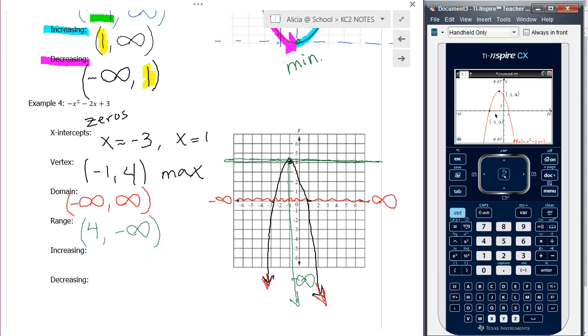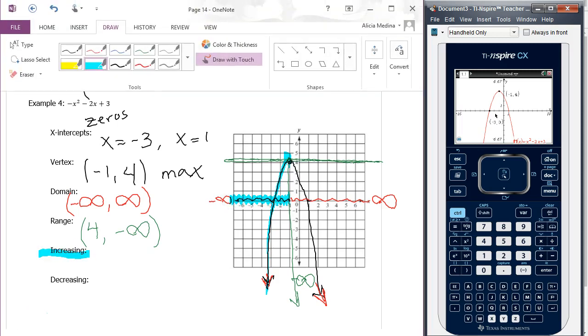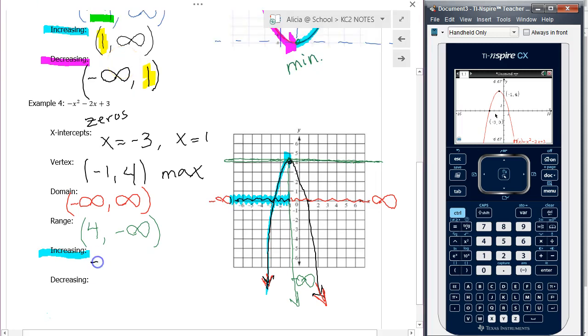Increasing. I want to look at where my graph is going up, starting from left to right. If my graph is down here, I see that this is increasing up until I get to that vertex point. So remember, I'm only using those x values for wherever it's increasing. So I will be increasing on the values all the way from negative infinity until I get to that x value of my vertex, which is negative 1.